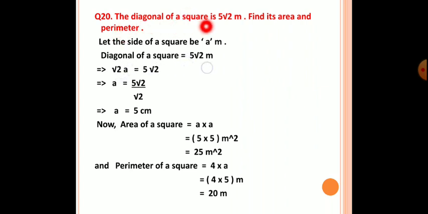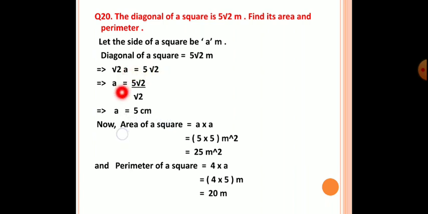Next, moving on to the next question, question number 20. The diagonal of a square is 5 root 2 meter. Find its area and perimeter. So let us first assume the side of the square to be a meter. Diagonal of a square which is given is 5 root 2 meter. So let us write the formula to find the diagonal of a square, which is root 2 into a equals 5 root 2.